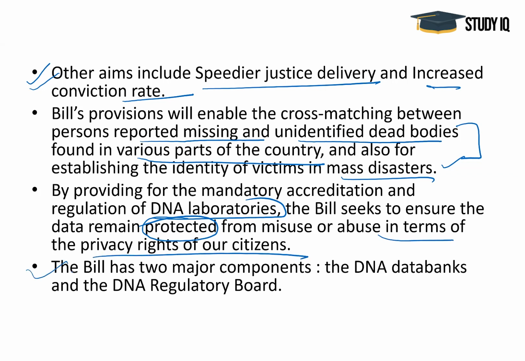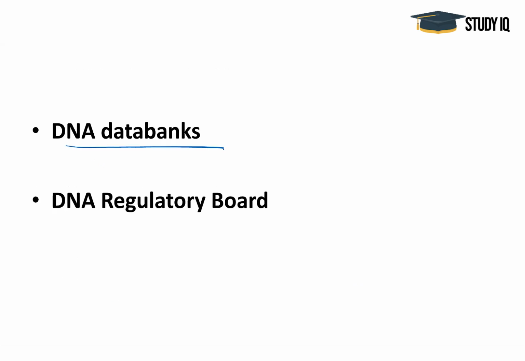Now, under this bill, there are two major components. One is the DNA data bank, as I told you, and the other is the DNA regulatory board. Now, what is there in the DNA data bank? There will be two kinds of data bank: one is national and the other is multiple regional ones.